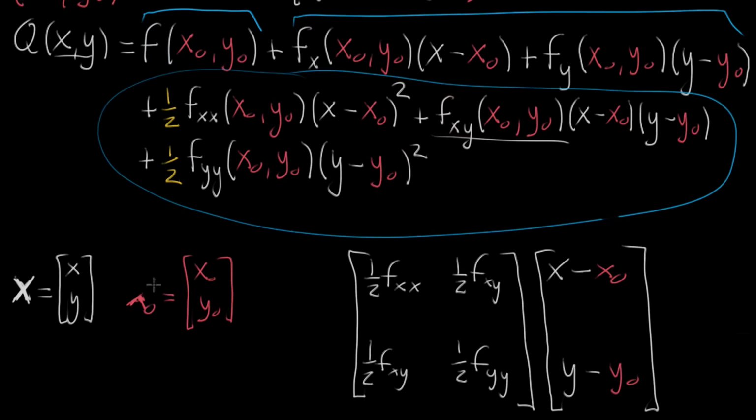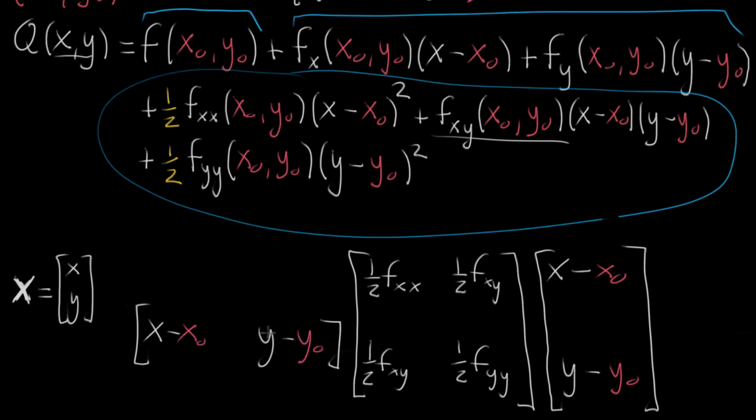So let me make a little bit of room, because this is going to be wide. We're going to take that same vector and then put it on its side. So it'll be x minus x naught as the first component, and then y minus y naught as the second component, but it's written horizontally. And this, if you multiply out the entire matrix, is going to give us the same expression that you have up here.